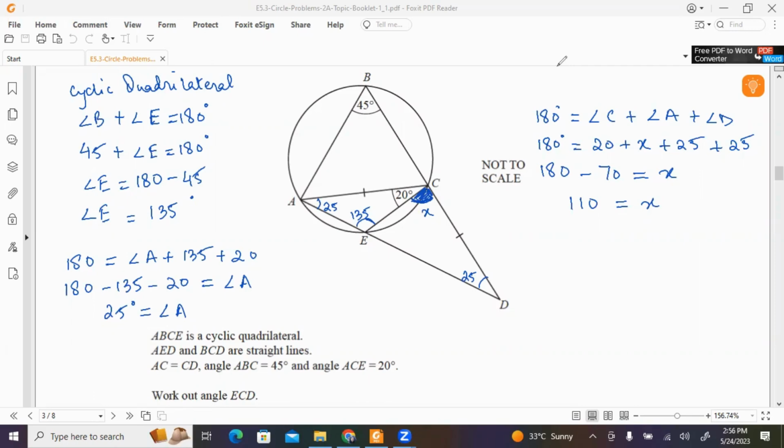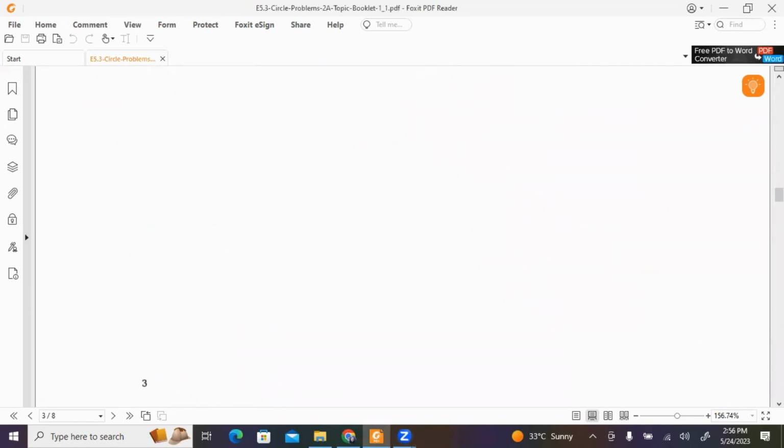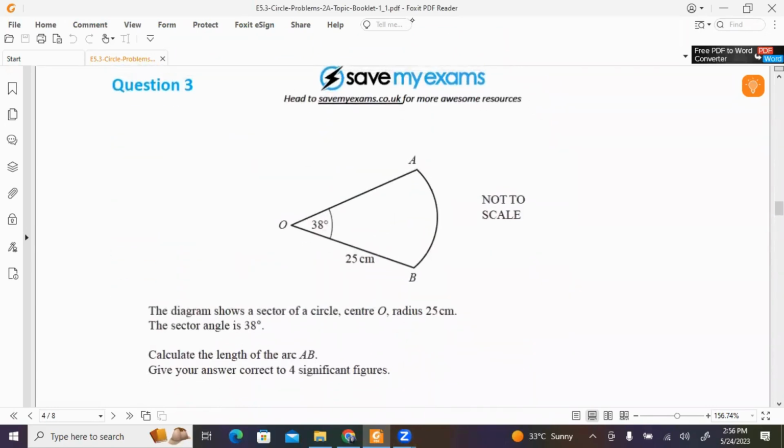Then if we move on to the next one, question 3 says the diagram shows a sector of circle, center O, radius 25 centimeters, sector angle is 38 degrees. Calculate the length of arc AB correct to 4 significant figures. For the length of arc, the formula that we're using is theta over 360 times 2 pi r. Theta is 38.